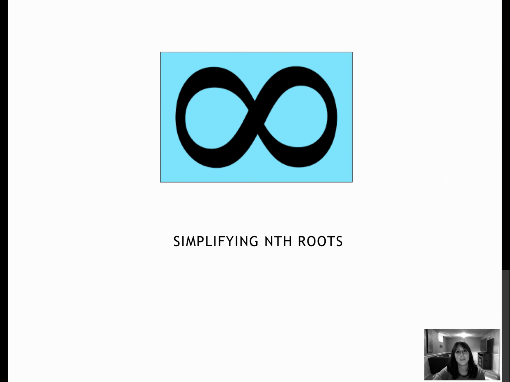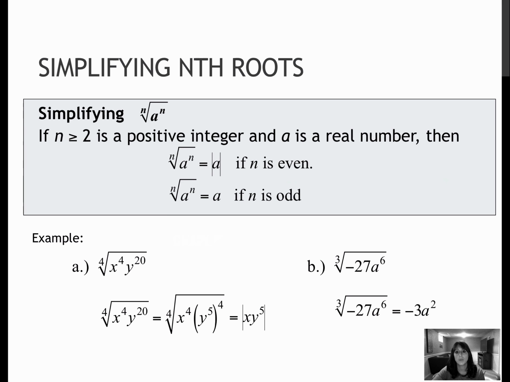This lesson is on simplifying nth roots. So we just did a little bit of this on our last lesson, but now we're going to take it a little bit further and we're going to include some variables as well. I touched on this a little bit in the last video, but if you have something that is written to a power, then we're just going to worry about reducing that index. So 4 divided by 4 gives me x to the first. 20 divided by 4 gives me y to the fifth.